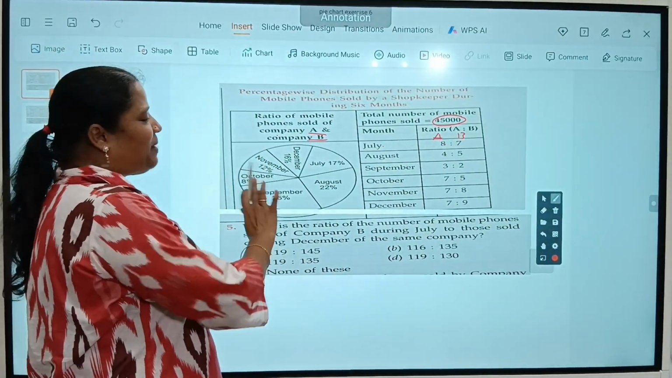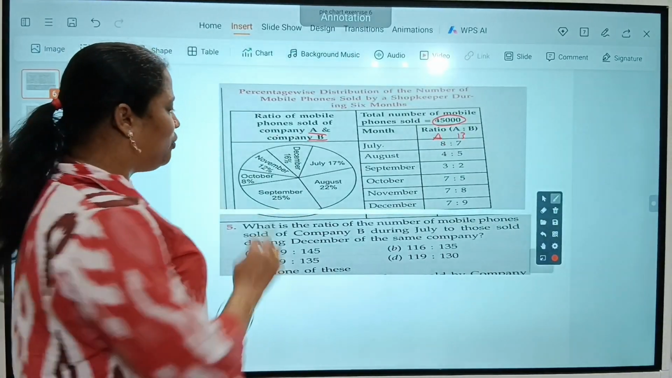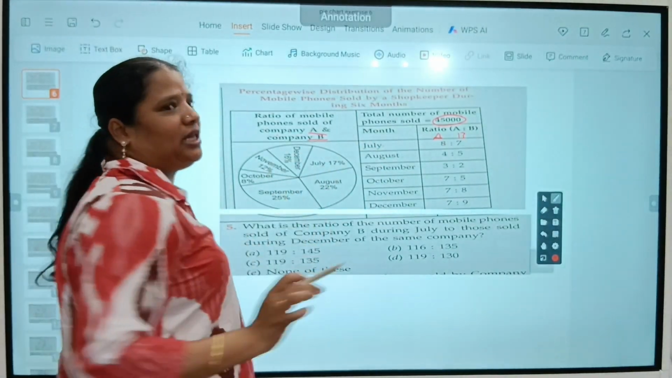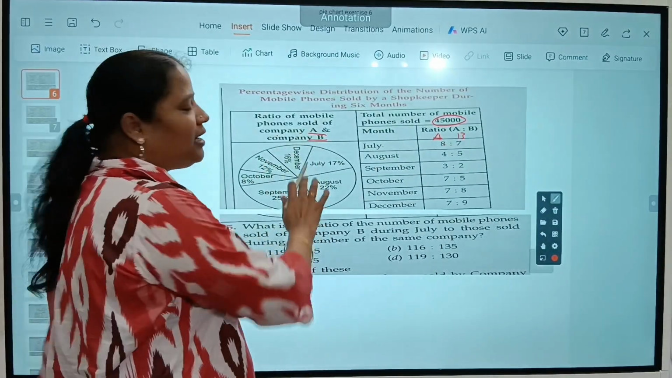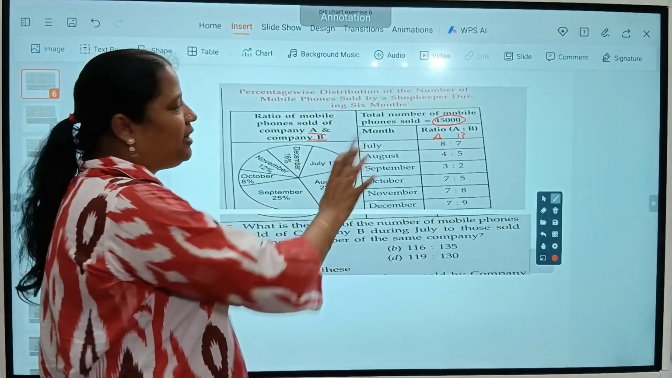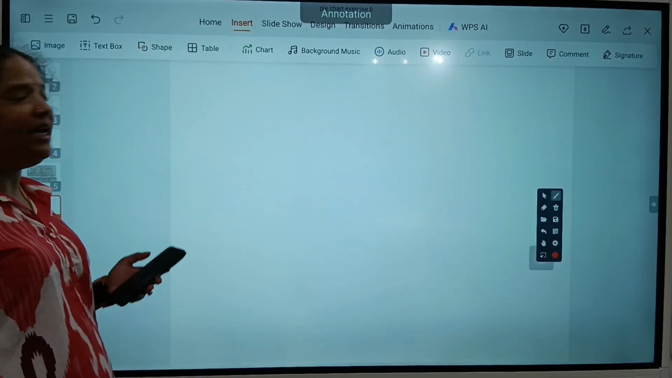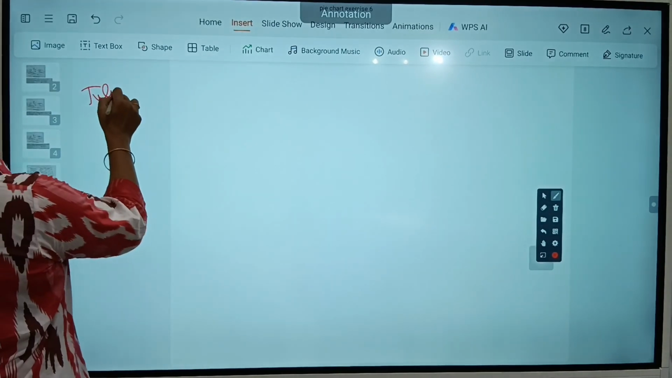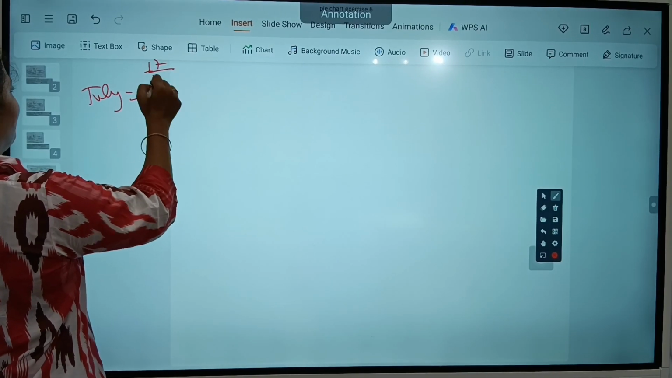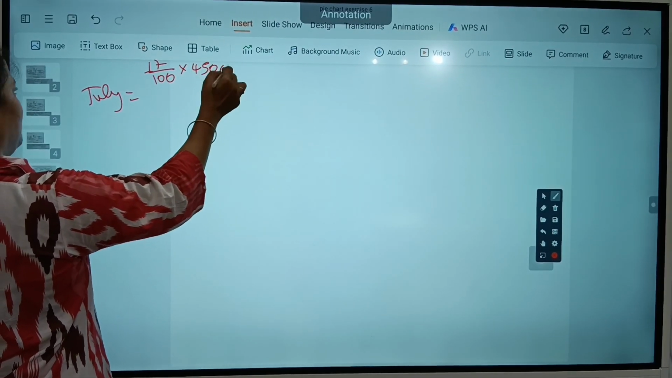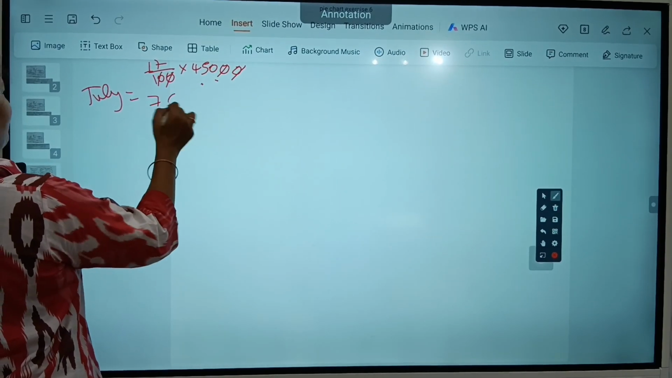Based on this pie chart, we have to answer the following questions. Instead of solving on the board, I have already calculated the pie chart values and will note them down on the screen. You note down, then it will be easy for you to solve the questions. I am writing the table here now. For the month of July, it is 17%, 17 by 100 into 45,000. The zeros cancel. 17 into 450 is 7,650.